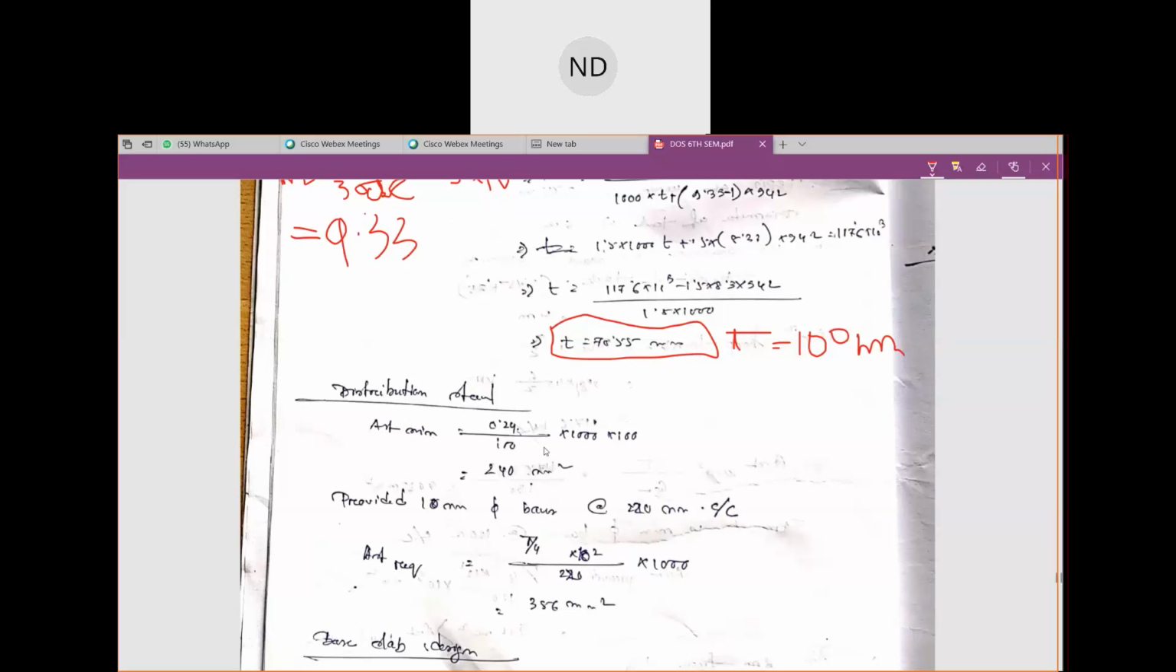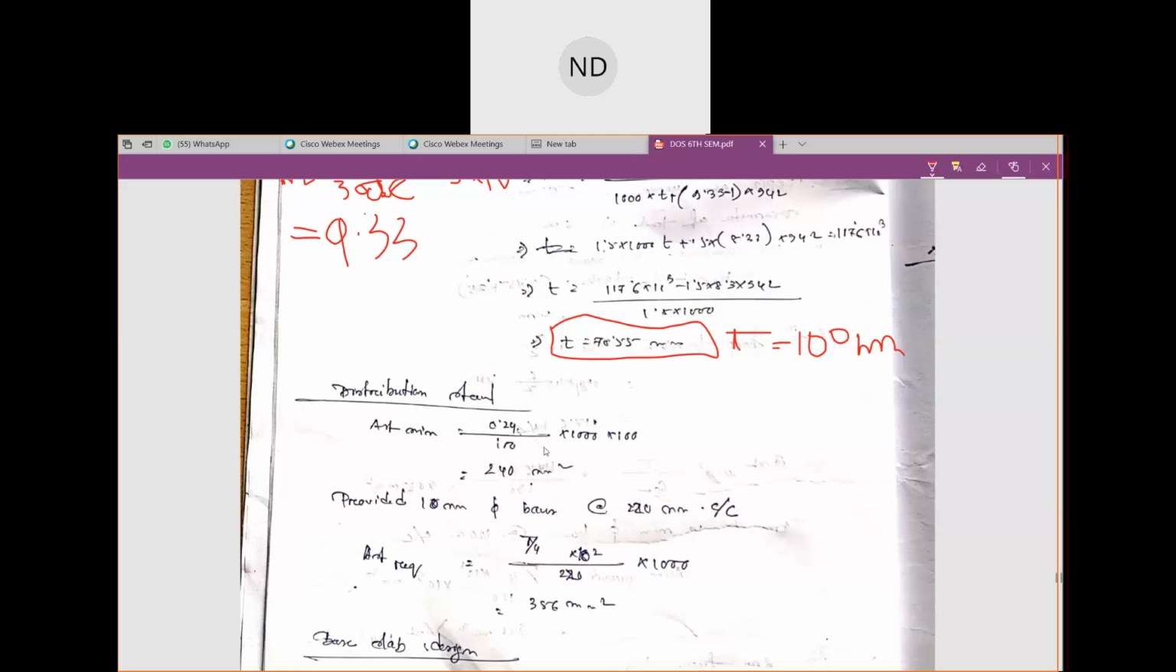Since it is distribution steel, we can provide 10 mm, 8 mm, whatever we want. So okay, 10 mm. Here we are providing 10 mm bars at 220 mm center to center, or 200 also you can. It is up to you how you are designing, what diameter of bars you take, and what spacing you give for distribution. But it should be a smaller diameter, 8, 10, 12. So here we are providing 10 mm diameter bars at 220 mm center to center.